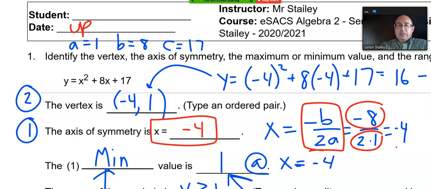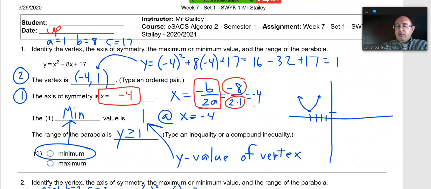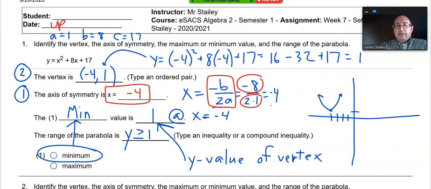Now, since we know it opens up, we know that it has a basic shape to it, kind of like the one I'm drawing over here. Oh, how did I find the vertex? Should have said that first, right? So once we knew that this information went here, then we say to ourselves, how do I find the y value that goes with it? Plug it into the equation. So we go back here and plug all the x's with a -4. And when we figure that out, 16 minus 32 plus 17, we get 1. So we know the y value of the vertex is 1.